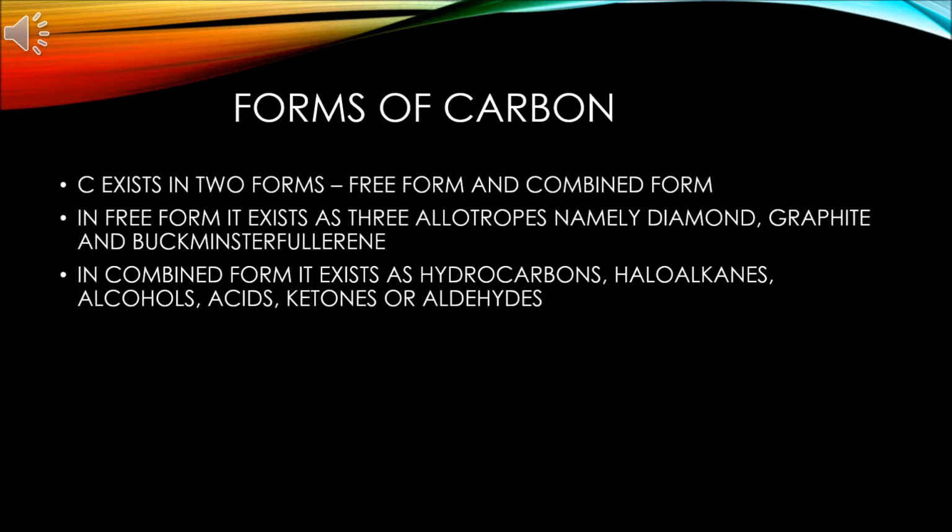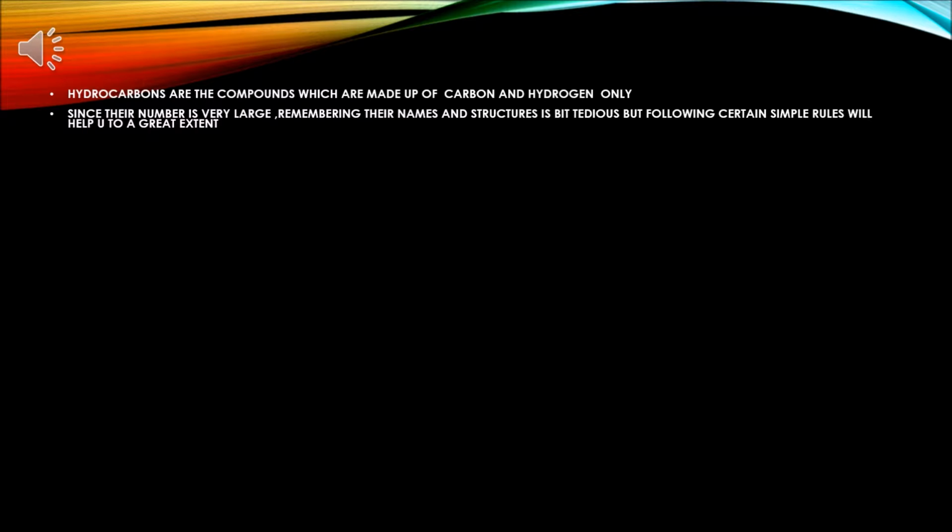In combined form, carbon exists as hydrocarbons if it combines with hydrogen atoms, in the form of haloalkanes if, other than hydrogen, it is combining with halogens like chlorine, bromine or iodine, and in the form of alcohols, acids, ketones or aldehydes, depending upon which functional group is attached. We'll be discussing all these combined forms in detail one by one.